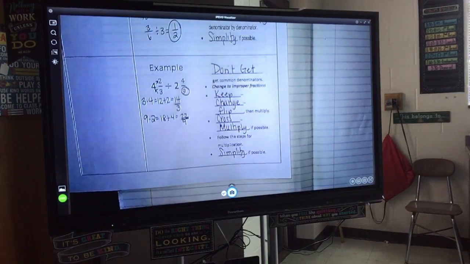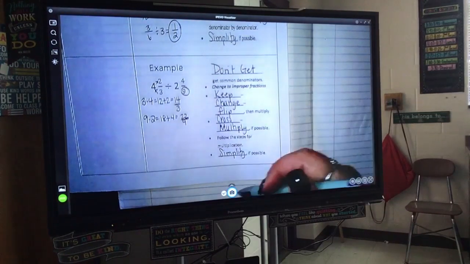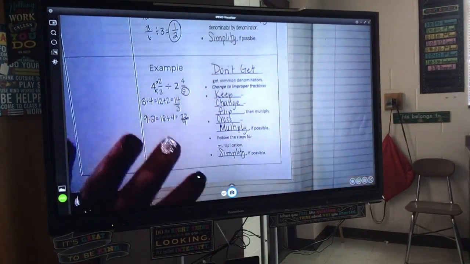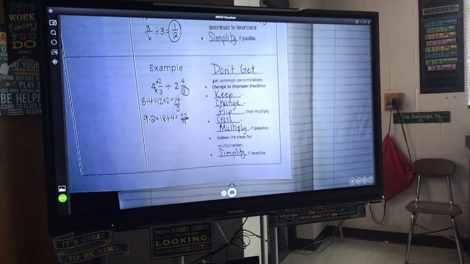All right, so give me a thumbs up once you have the written part down, okay? Not the solved part, but just the written part.